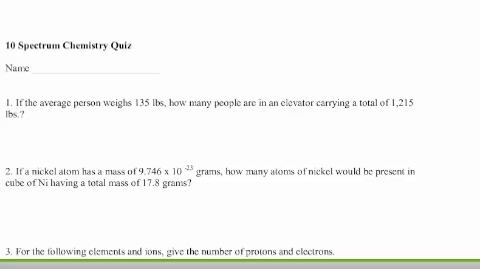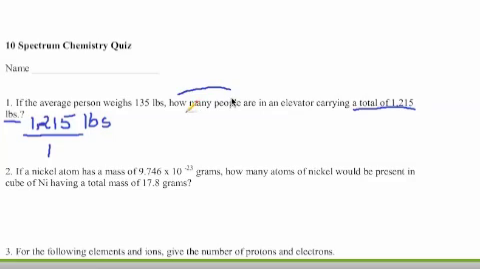Step number 2 is, what is my starting place? What is my given? Well, I'm given that the elevator carries a total of 1,215 pounds. That is my starting place, and I'm just going to write that down. And I'm going to add the units, and I'm going to put it over 1. Now, I'm going to identify what my ending place needs to be. I read the problem, if the average person weighs 135 pounds, how many people are in the elevator? So my answer needs to be in how many people. People is my unit.